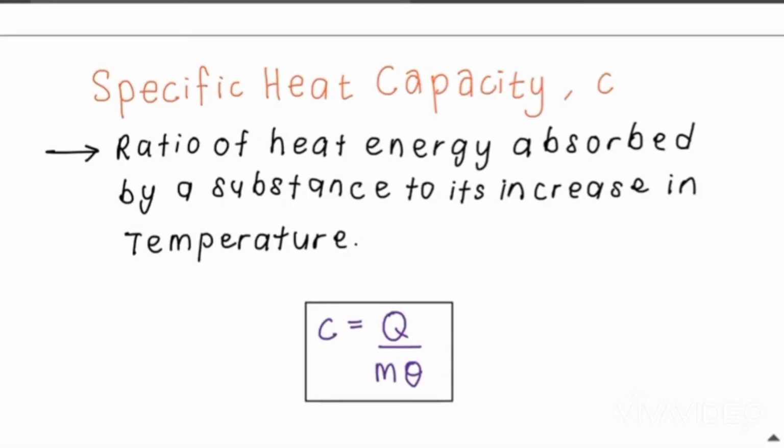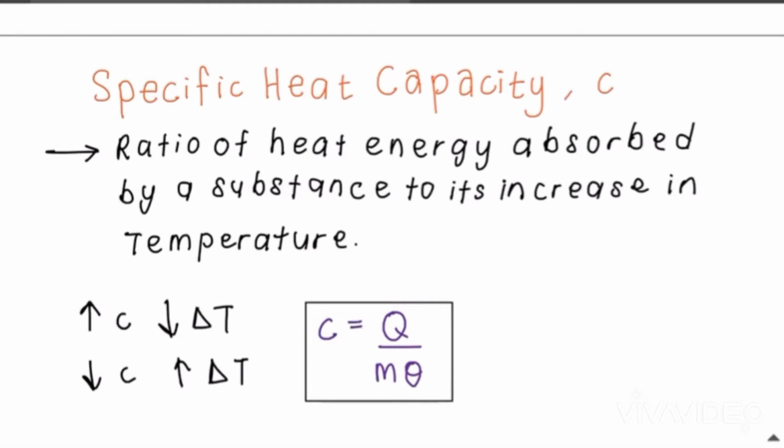Okay, next, let us look at the specific heat capacity, C. What is specific heat capacity? It is the ratio of heat energy absorbed by a substance to its increase in temperature. So, the greater the heat capacity of an object, the less the temperature will change for a given amount of added heat. While if an object has a very small heat capacity, the temperature will change a lot for a given amount of added heat.